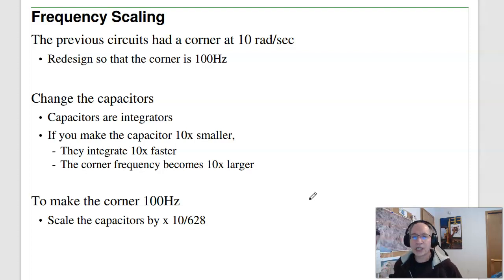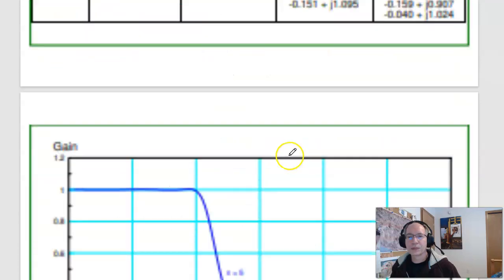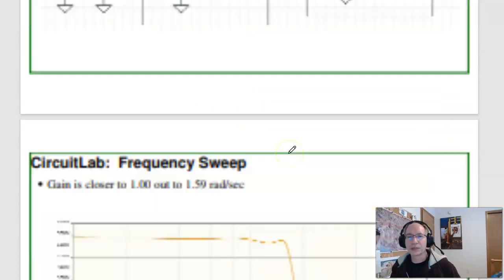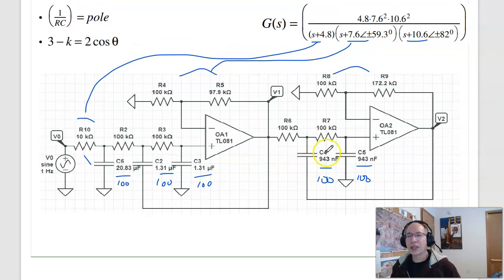So basically, all I have to do is scale the capacitors. Take this previous design. This has a corner at 10 radians per second. If I divide by 100, the corner is now 1,000 radians per second. So just take every capacitor and scale them by the same amount. Everybody's integrating 100 times faster. Everything is responding to frequencies 100 times higher. If you do that, the relative magnitude of the poles stays the same, the angle stays the same. All that changes is the amplitude. It becomes 100 times bigger.